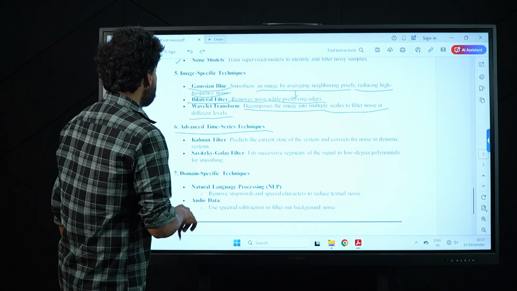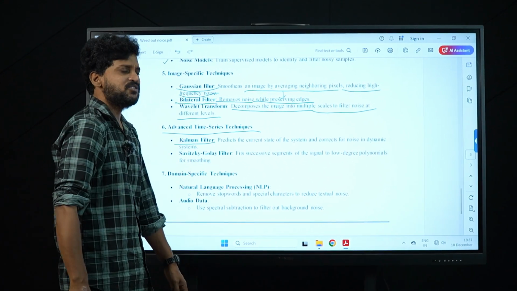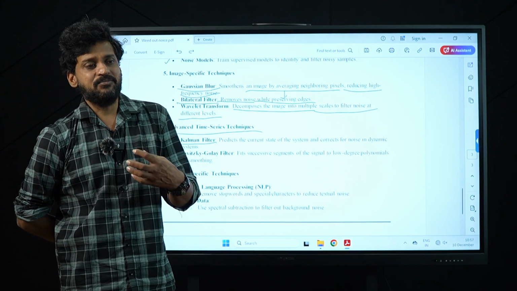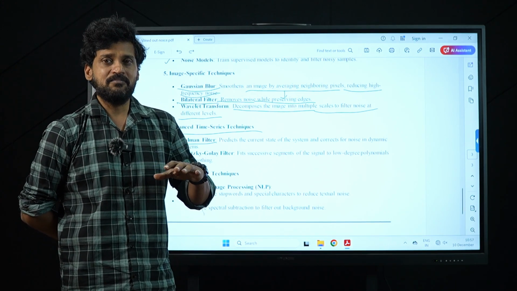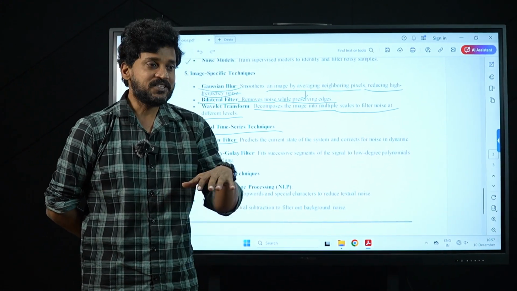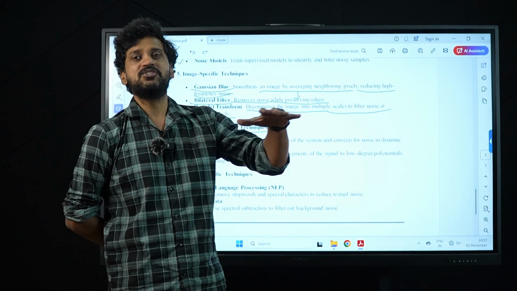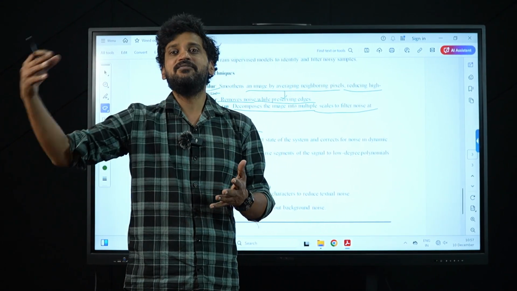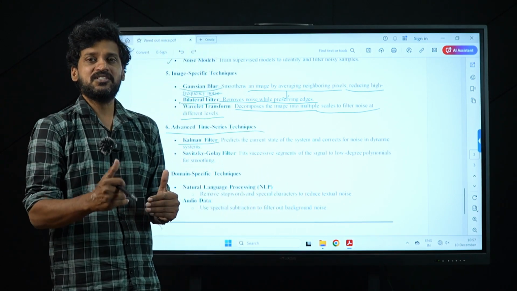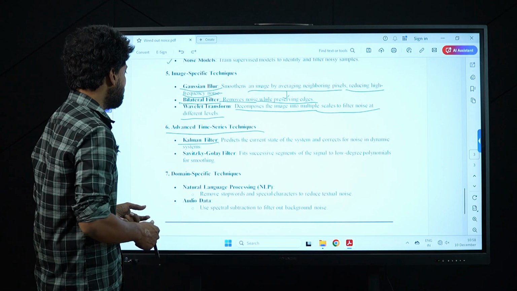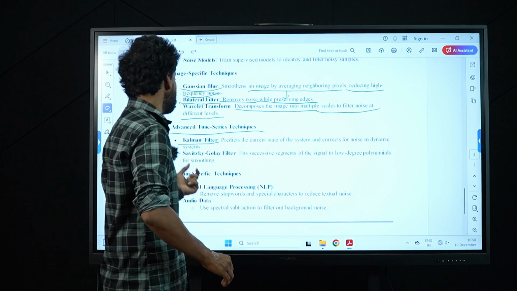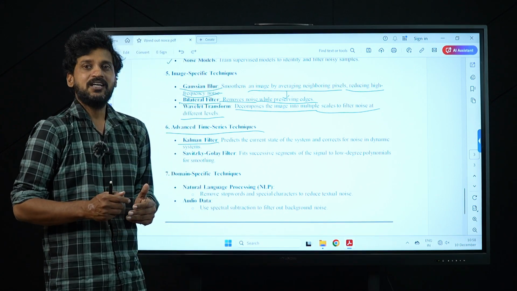Now, one of the time series techniques is called a Kalman filter. Time series data is prone to a lot of errors. At some point the graph goes higher, at some point the graph goes lower, and at some point the graph goes consistently. At some point the previous data will affect the future data. There are a lot of inconsistencies in time series data. To handle that, there is something called a Kalman filter. It predicts the current state of the system and corrects the noise in the dynamic system.